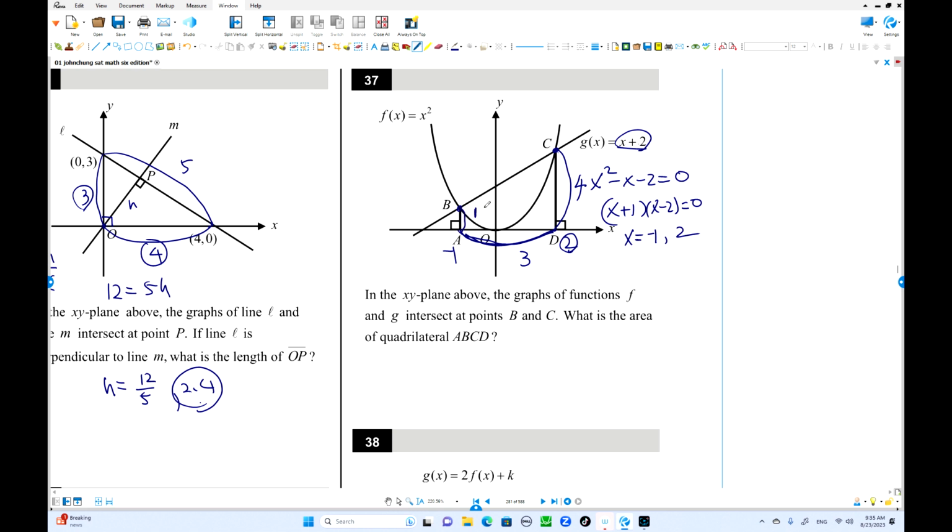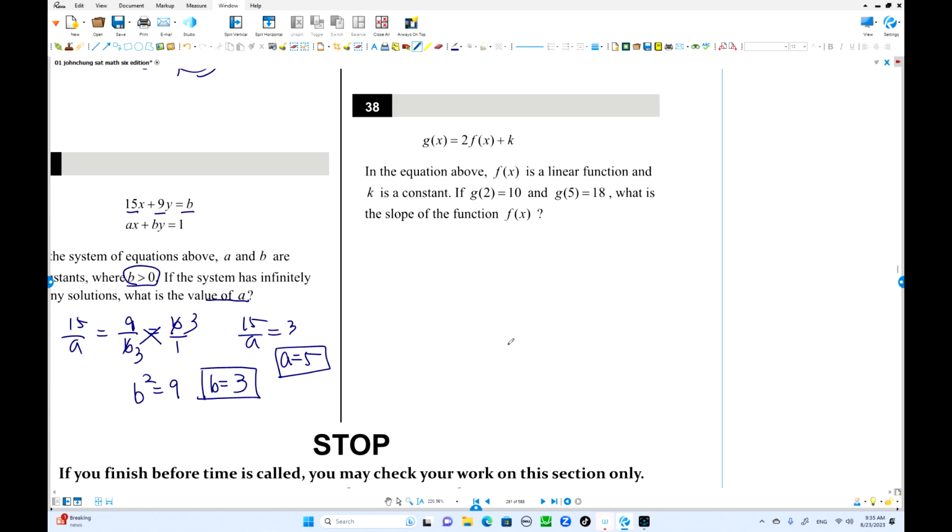So what is the area of this trapezoid? This upper base, bottom base, 1 plus 4, times this height, and divided by 2, right? The answer is 7.5, okay?